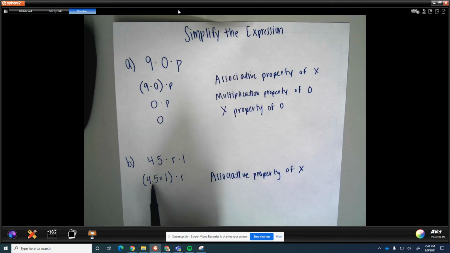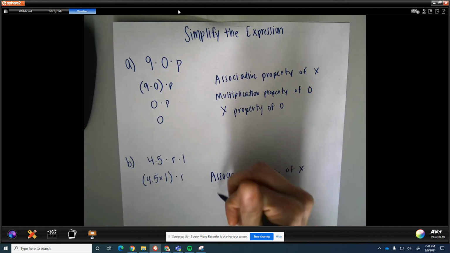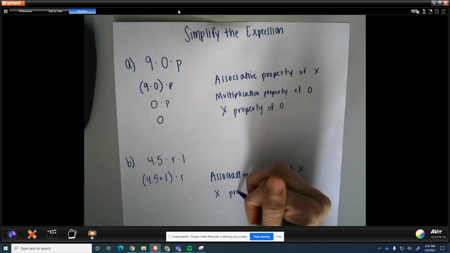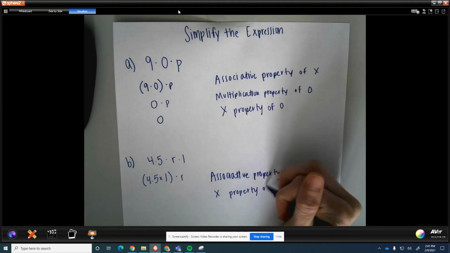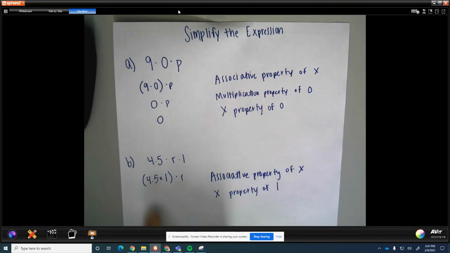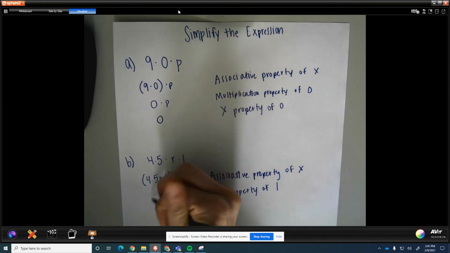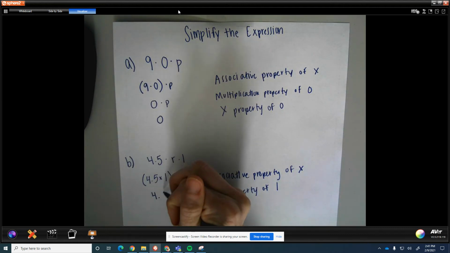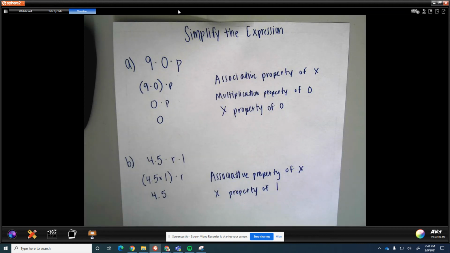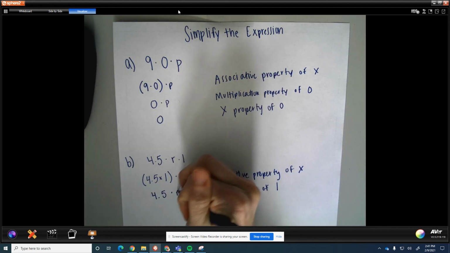Okay, now when I do 4 1/2 times 1, I'm then going to use the multiplication property of 1, which tells me that anything multiplied by 1 remains itself. So 4 and 5/10 times 1 is going to remain 4 and 5/10. And I'm going to bring down my times r.